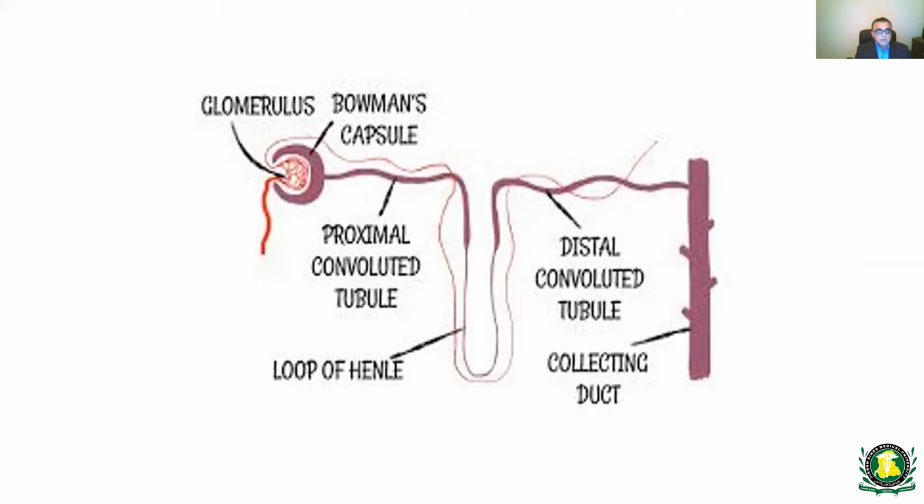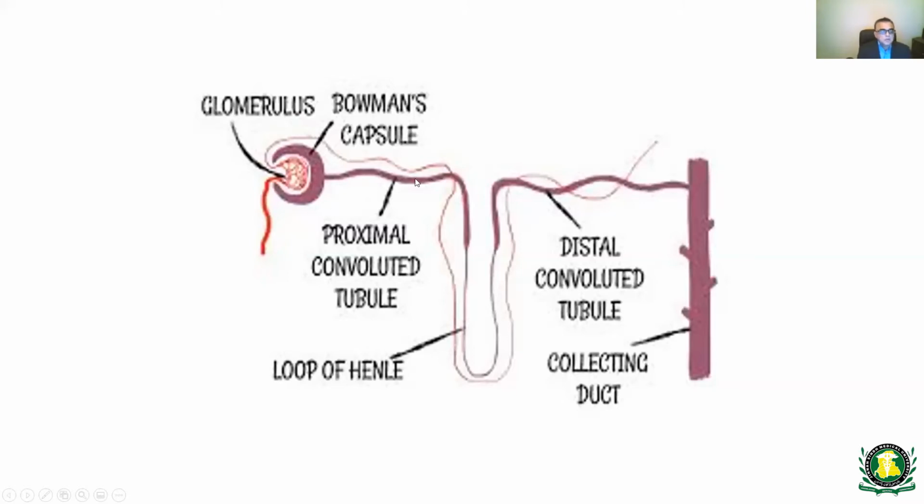GFR is directly proportional to the net filtration pressure. And like any other capillaries in the body, the net filtration pressure is the hydrostatic pressure, in this case, hydrostatic pressure of the glomerulus minus the sum of the hydrostatic pressure of the Bowman's capsule and colloid-osmotic pressure of the glomerular capillaries. GFR is also dependent on permeability and surface area of the basement membrane.